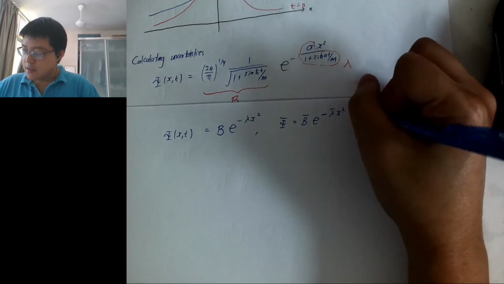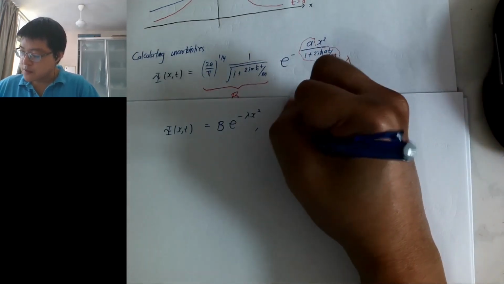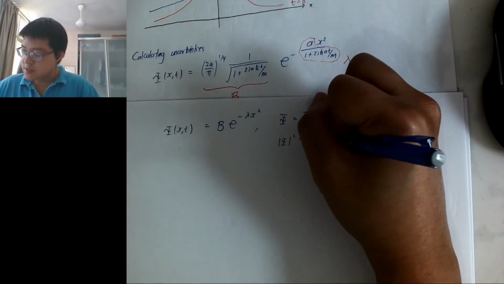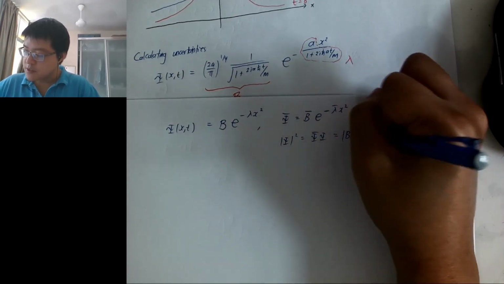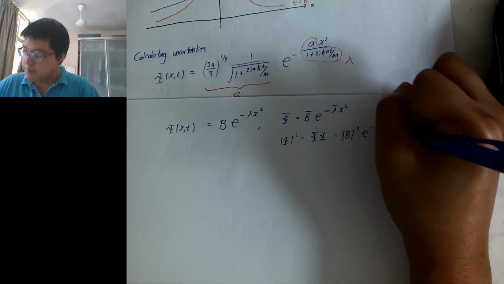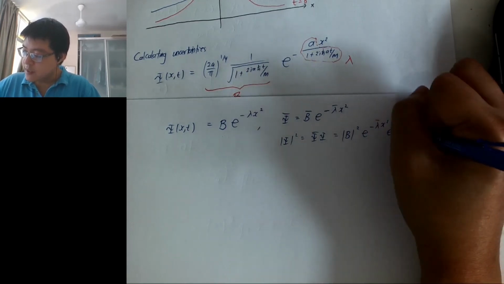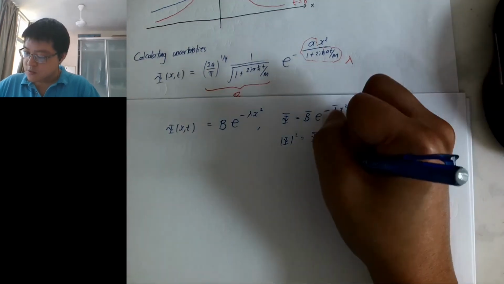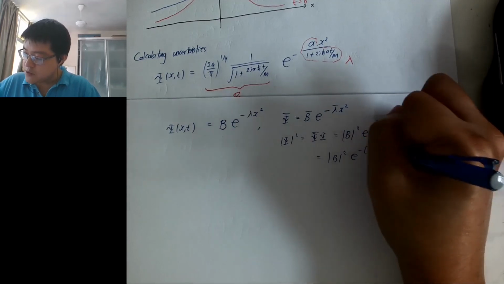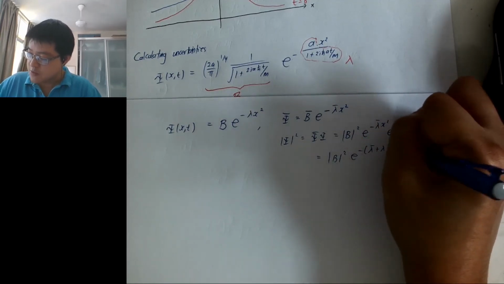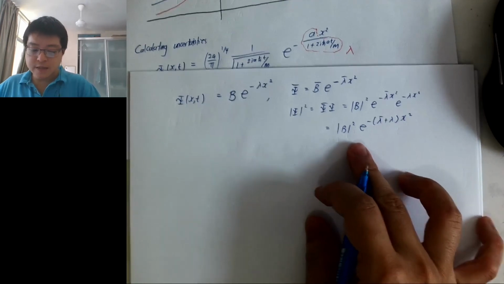And then if I want to square this, it's just this conjugate times itself. So this is just b conjugate squared e to the power of minus lambda bar x squared, and then e to the minus lambda x squared. So this is actually mod b squared e to the minus (lambda conjugate plus lambda) x squared. So we're going to use this later.